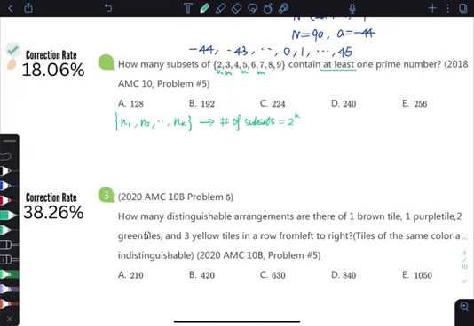The total number of subsets is 2 to the power of 8, since there are 8 elements, minus the number of subsets that contain no primes. Containing no primes means you can only choose elements from 4, 6, 8, 9. So how many subsets does this set have? In total there are 4 elements, so minus 2 to the 4th. Alright, the next step is just the calculation: 256 minus 16, so the answer is 240. We choose option D.